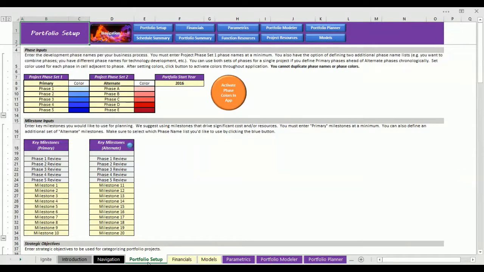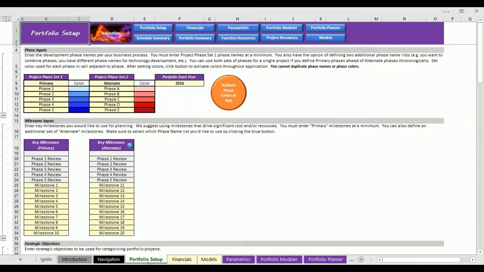First, we'll look at phase inputs. Out of the box, Ignite provides two sets of 5-phase project phase set modules that can be used independently or sequentially. Create phase set models that best fit your business. For example, technology development and product development and sustaining engineering, process development and manufacturing operations, clinical research and clinical studies, IT systems development and IT maintenance, compliance and quality assurance. You get the idea.